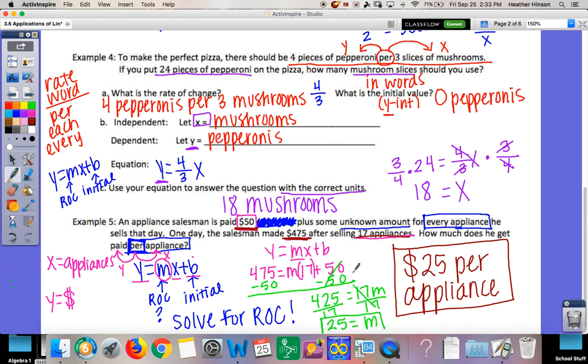Okay, so try the rest of the examples. The rest of the practice. Good luck.